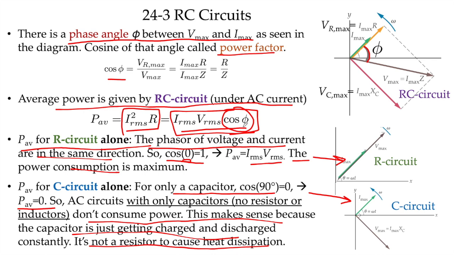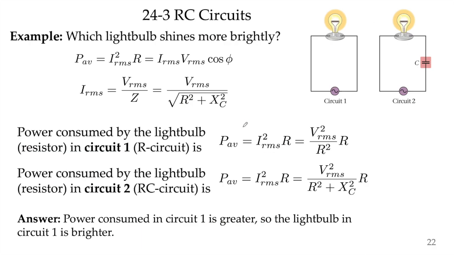Okay, so let's continue. Let's look at this example. Which light bulb shines more brightly? What is the difference between them? Well, they are connected to AC sources, except the second circuit has an extra capacitor. So the power will be again like this: current times voltage times the phase angle between the maximum voltage in the circuit and the current.